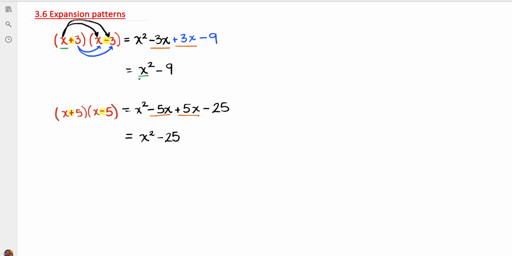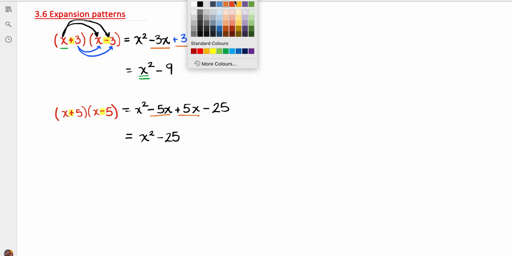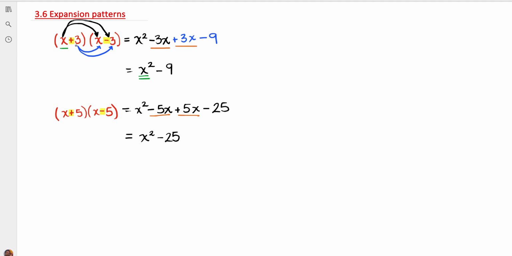And here I have x squared. And let's use this blue. And here I have 3. And here I have 9. Okay. And in this case, I have x. And here I have x squared. I also have x here. I also have x here. And I have negative 3 here, and I have positive 5 here, and then I have negative 5 here, and then I have here, negative 25.